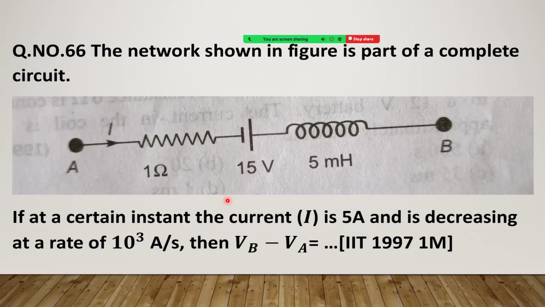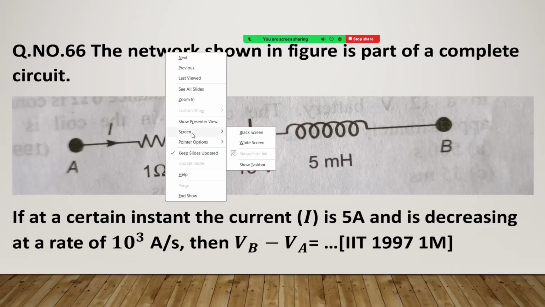The network shown in the figure is part of a complete circuit. If at a certain instant the current is 5 ampere and is decreasing at a rate of 10 power 3 ampere per second, then VB minus VA is? Let us see how to start.